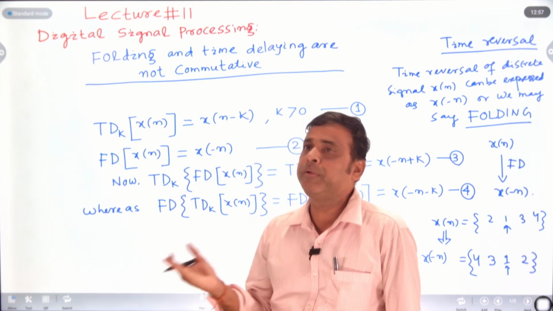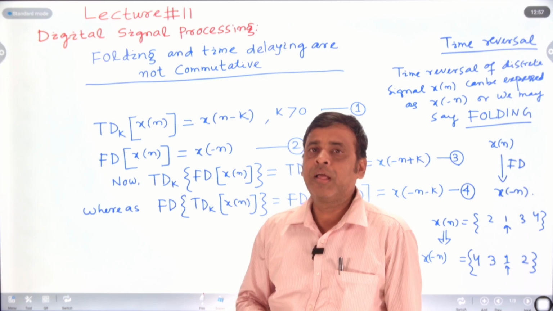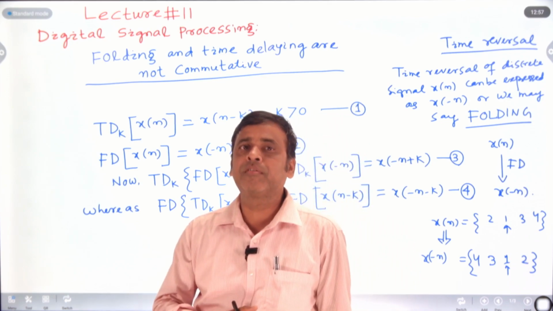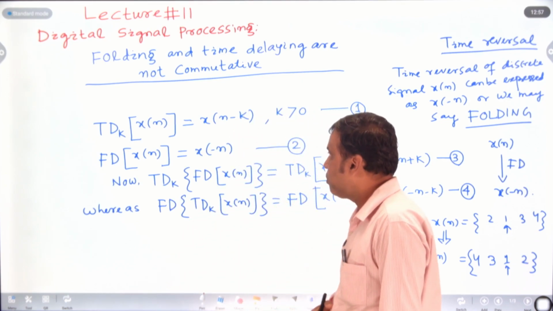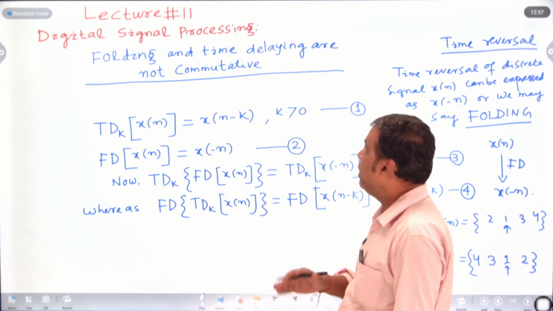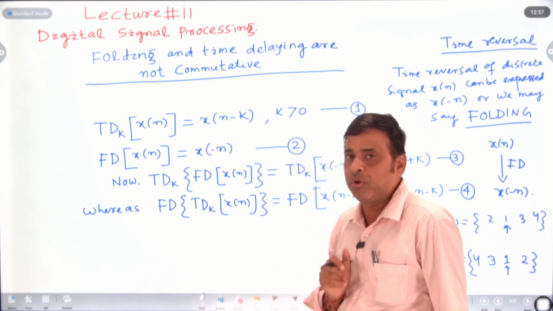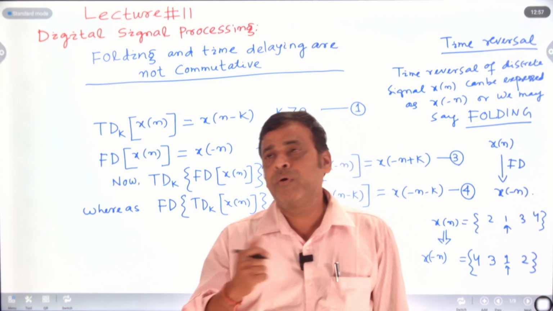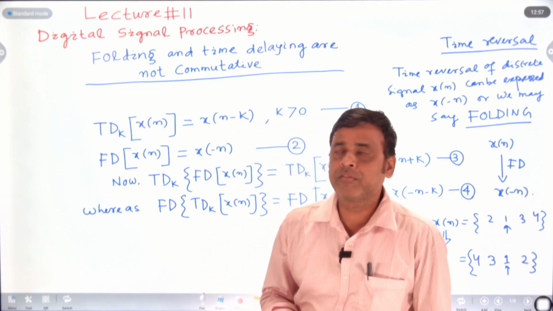A into b equal to b into a as far as multiplication is concerned. As far as addition, a plus b equal to b plus a, that is your commutative. As far as commutative is concerned, folding and delaying. Folding means what? Already I told you what is folding. If you fold the signal x of n, it becomes x of minus n.